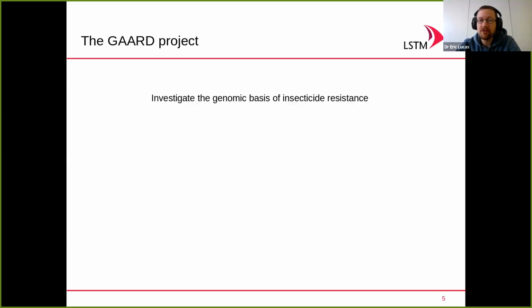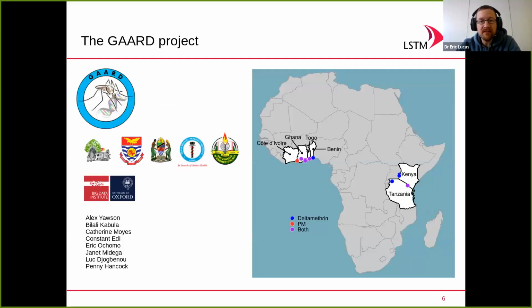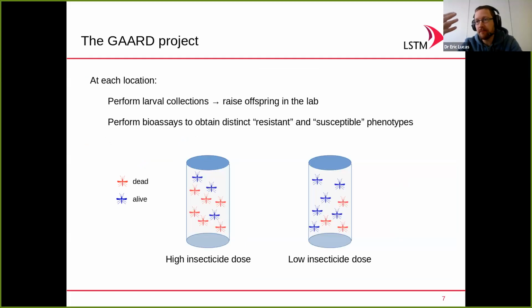We were trying to investigate the genomic basis of insecticide resistance in mosquitoes. We did this within the GUARD project, which is a collaboration between LSTM, Sanger, the University of Oxford, and partner institutions in both West and East Africa. In all of these populations of mosquitoes, we collected larvae from the field, raised the offspring in the lab, and performed bioassays in order to obtain distinct resistant and susceptible phenotypes.